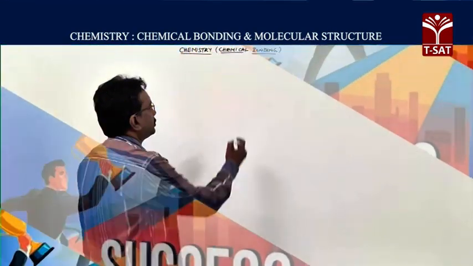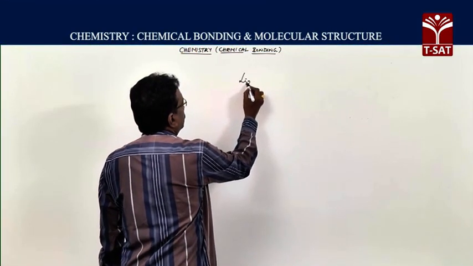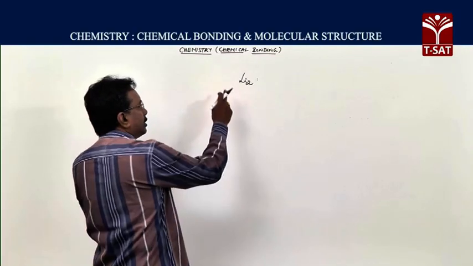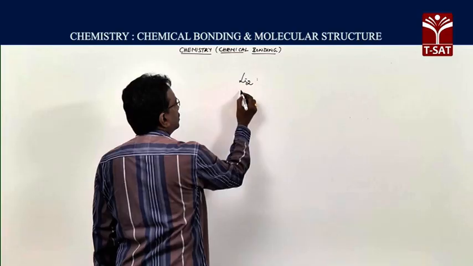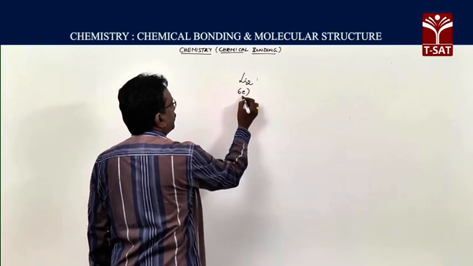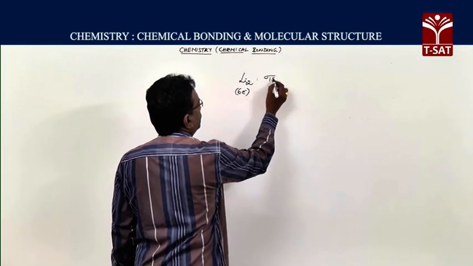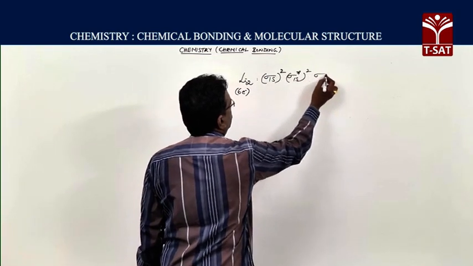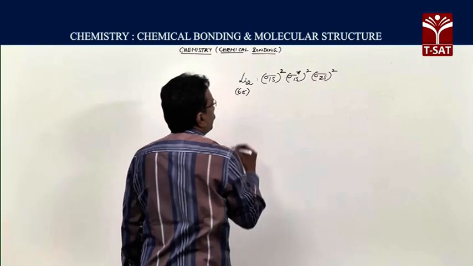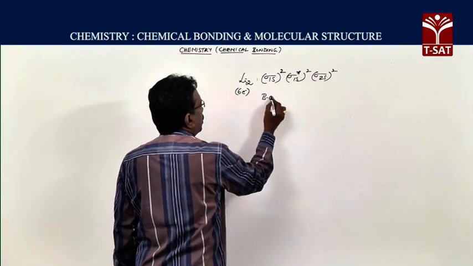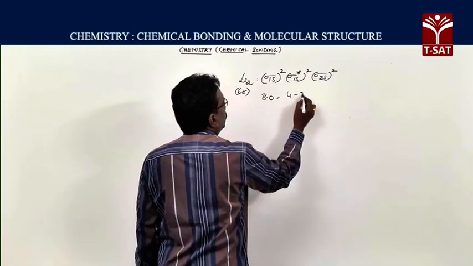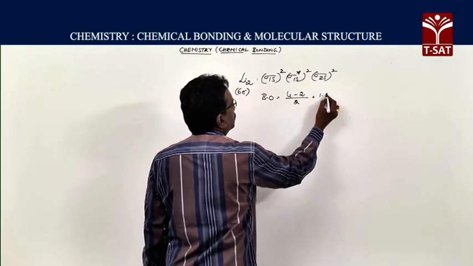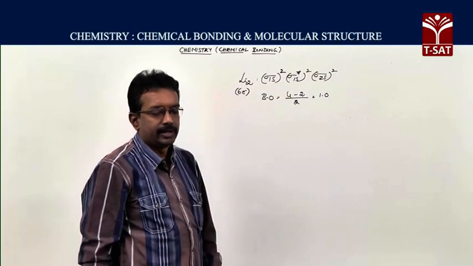Now, let us move to one more example, that is formation of Li2 according to molecular orbital theory. Hydrogen, helium, lithium, 3 electrons are there, that means total 6 electrons are available. Then its configuration is σ1s2, σ*1s2, σ2s2. For this Li2, bond order is equal to (4 minus 2) by 2. That means bond order becomes 1.